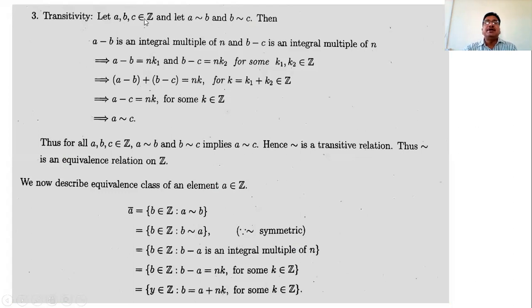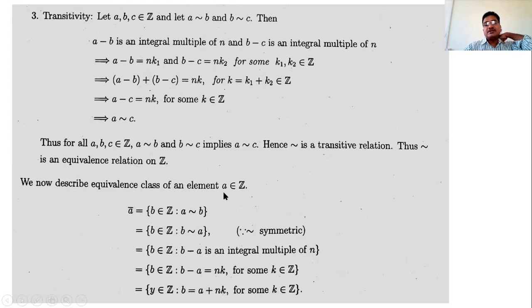Next, take three elements from Z, A, B, C, such that A is related to B and B is related to C. Then A minus B is a multiple of n and B minus C is a multiple of n. A minus B is n times some integer k1, and B minus C is n times some integer k2, where k1 and k2 are integers. Adding these two, A minus B plus B minus C is nk1 plus nk2. Taking n common, we get n times k1 plus k2. Suppose k1 plus k2 is k. Then A minus B plus B minus C equals nk. Here B minus B becomes 0, and so A minus C is equal to nk. That is, A minus C is expressed as n times some integer, a multiple of n. So A is related to C, and therefore the relation is transitive, because A is related to B and B is related to C implies A is related to C.